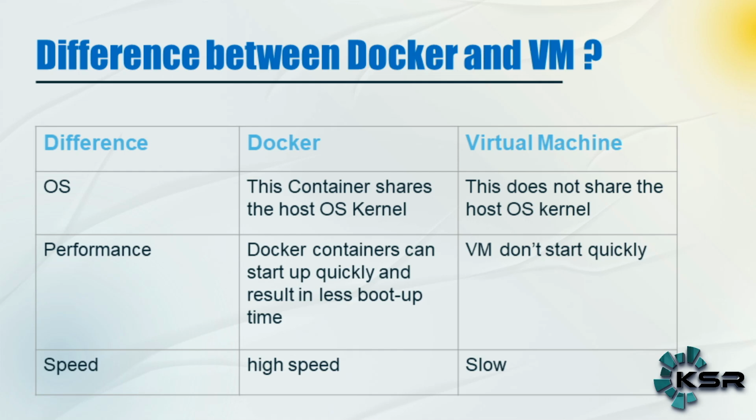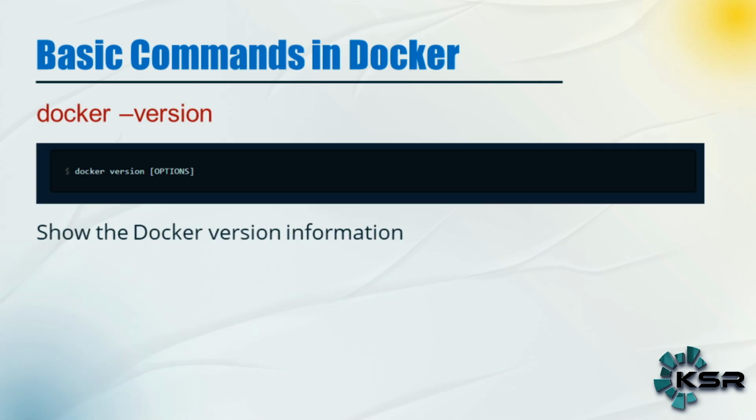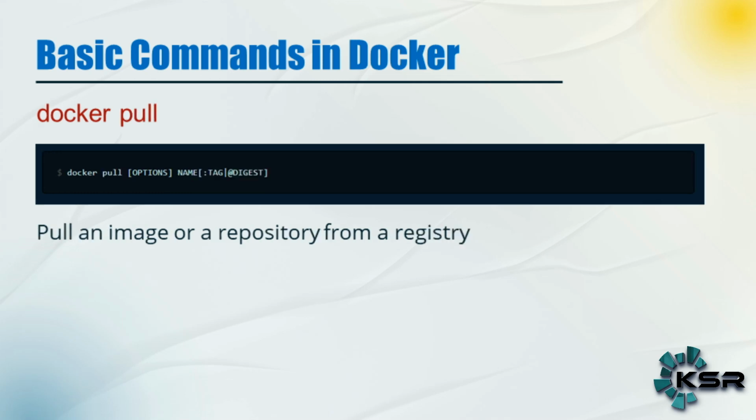Okay, then we'll move on to the basic commands in Docker. Docker --version: this command is used to show the Docker version information, like what version of Docker has been installed in the system. So this is the docker --version command. Next is docker pull. This command is used to pull images from the Docker repository. Docker pull and the option is the image name, right?